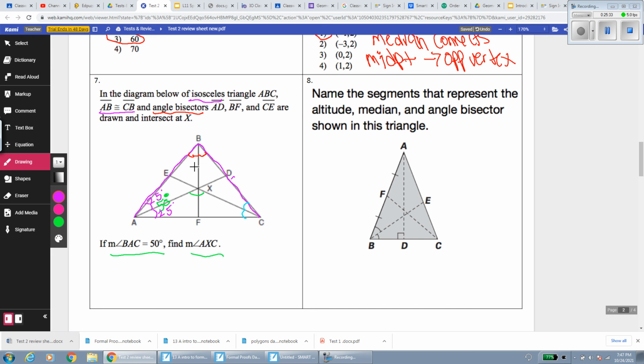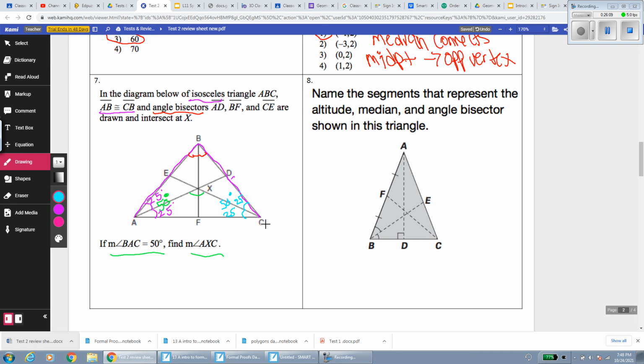And since we know that we have an isosceles triangle, if we have two congruent sides of the triangle, which we do, we know that AB and CB are congruent sides. We outlined them in purple. And we know that their opposite angles are congruent as well. So if angle A is 50 degrees, the whole angle C is 50 degrees, making each half of angle C, because it's being bisected as well, 25 degrees.